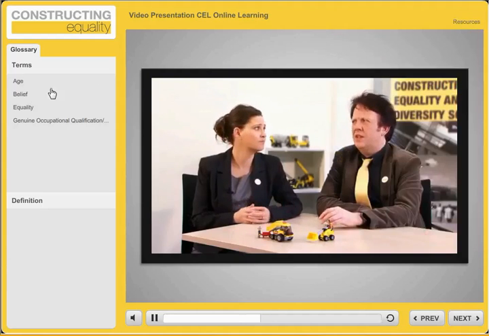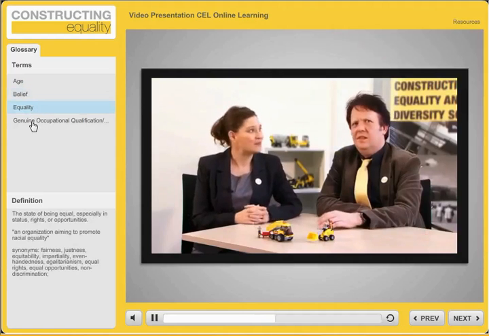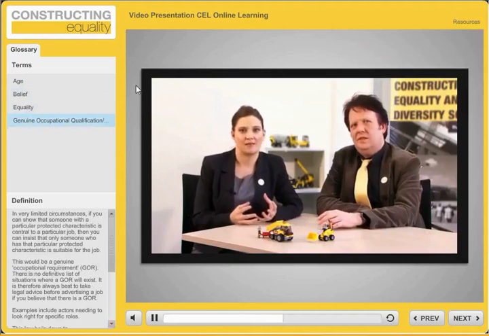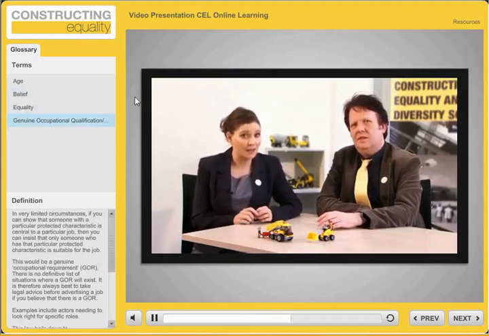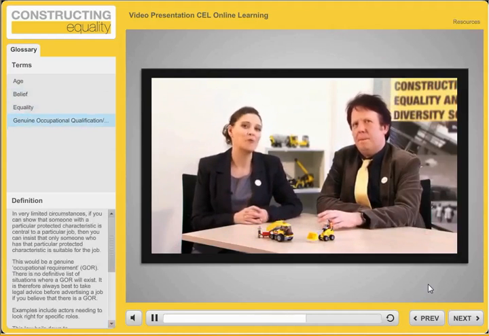Over here on the left is the glossary. This can be used to look up definitions of specific terms used during the presentations. All terms are explained as we go through, so this is really here for learners to refresh their memory, particularly if there's a bit of a gap between them using the different presentations.